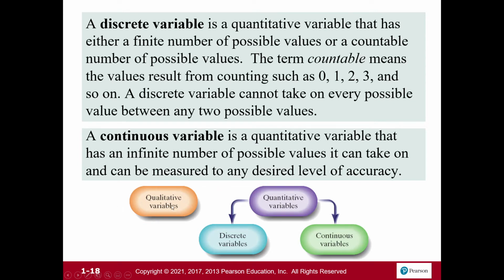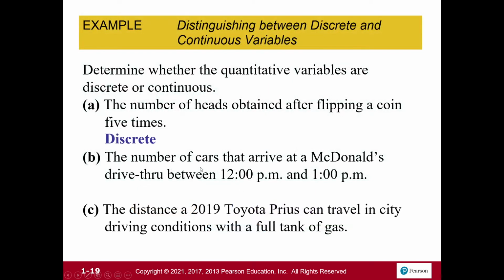So data can be divided into qualitative or quantitative values, and then if it is quantitative, it could be broken up into either discrete variables, numerical variables, or continuous. So let's look at the difference here. The first one, the number of heads obtained after flipping a coin. The number of heads, so you can count them. That's going to be discrete.